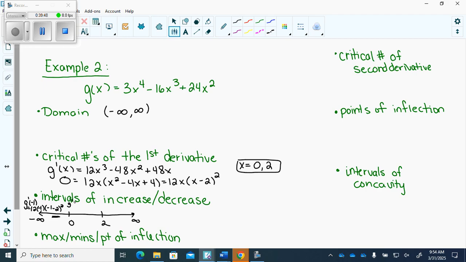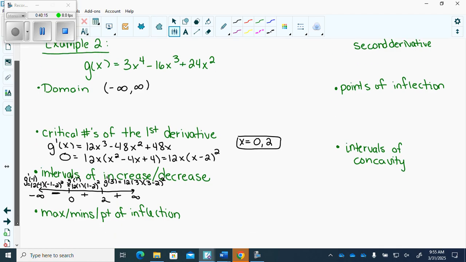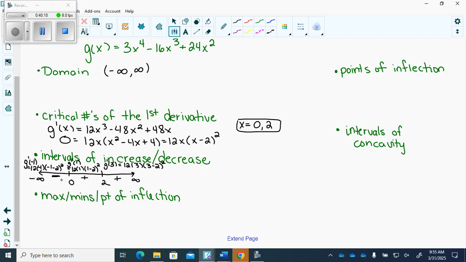And for this one, we have to plug in 1. So g prime of 1 equals 12 times 1 times 1 minus 2 squared. This one doesn't matter, it's always going to turn positive. So it's positive, positive, positive, so it's positive. And then g prime of 3 equals 12 times 3 minus 2 squared, which is positive, positive, positive, so it's going to be positive. So here we are going from decreasing to increasing. I'll even draw it to help myself out. So I decrease to increase.